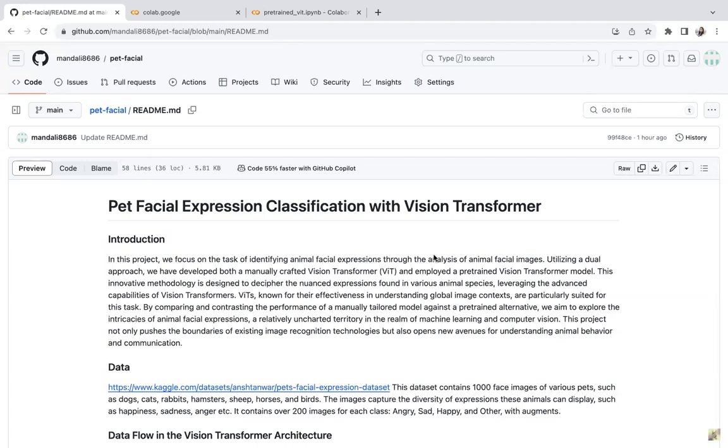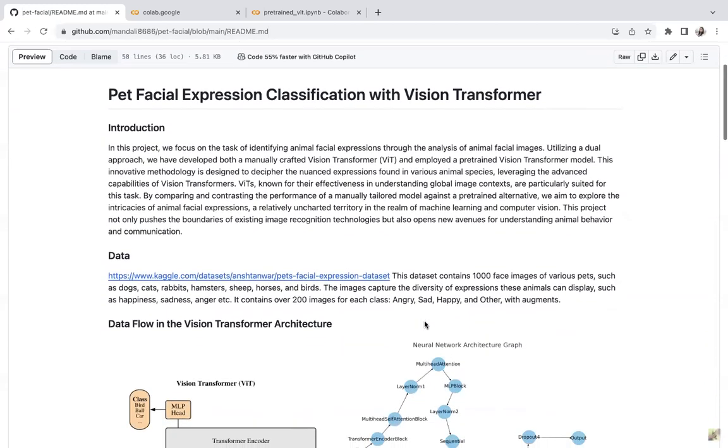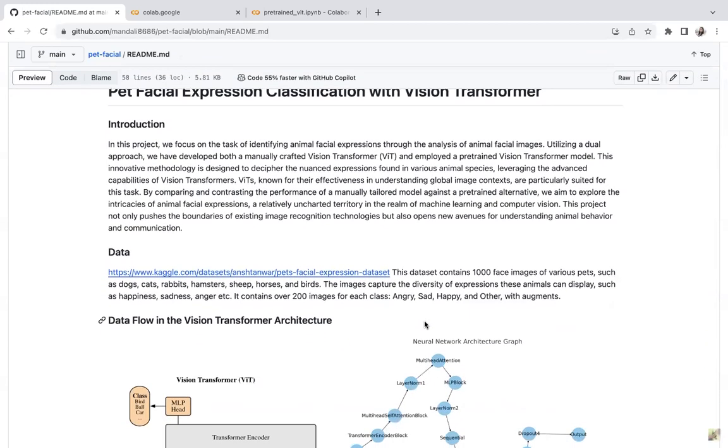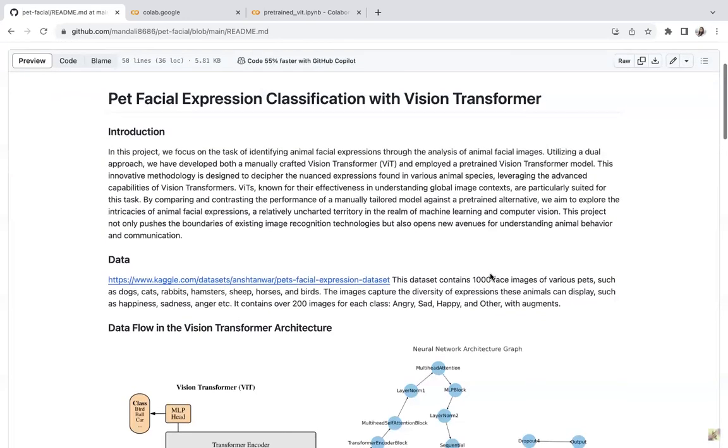My project is about pet facial expression classification with vision transformers. The motivation is that I know of a job called pet communicator, where they can tell how a pet feels from an image or a video, and I would like to see if we can have this job done by vision transformers.